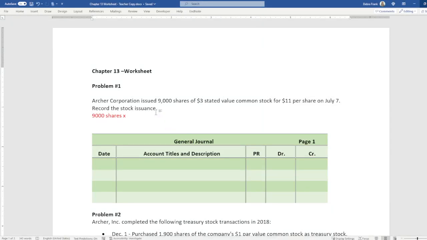All right, here we are with chapter 13. We have three problems that we'll do videos for. So I'll have three different videos for chapter 13 problems. This one's a fairly quick one. This is issuing stated value common stock.